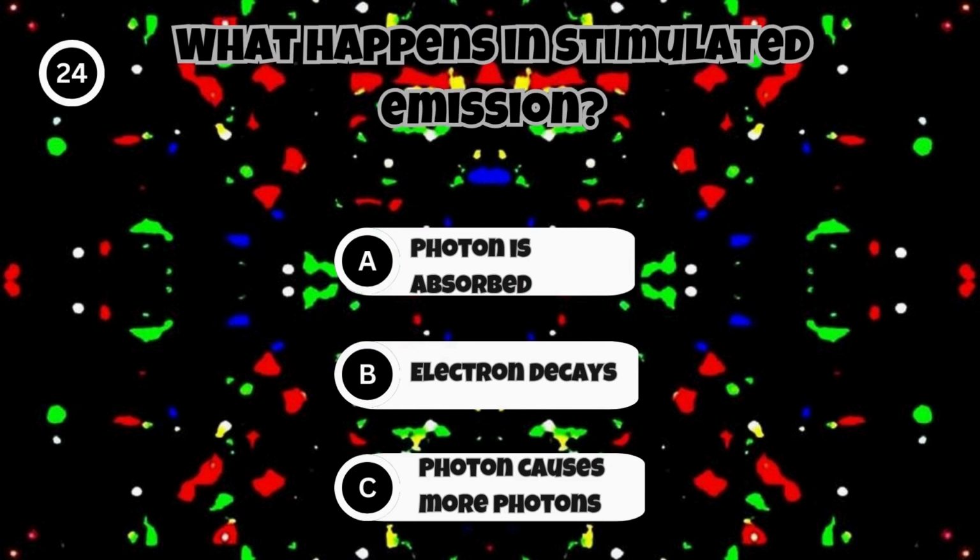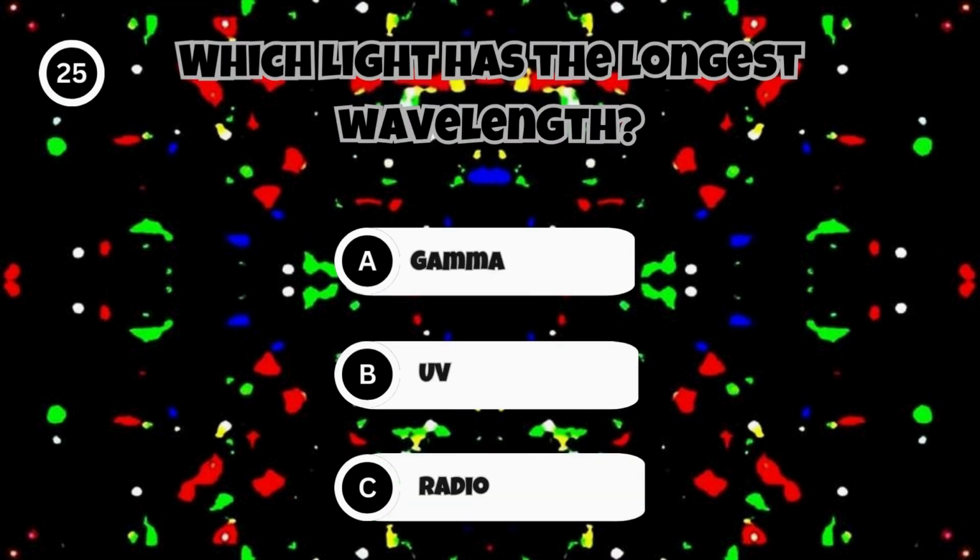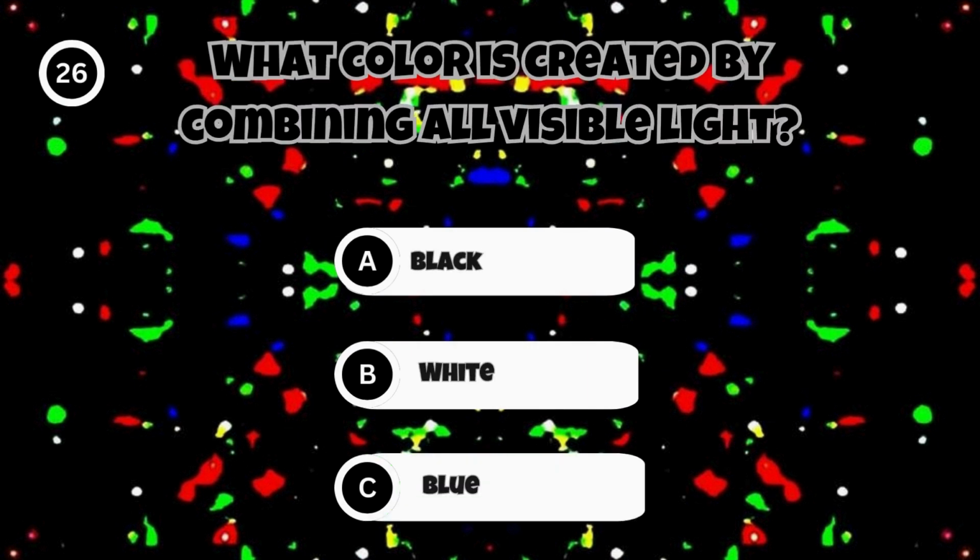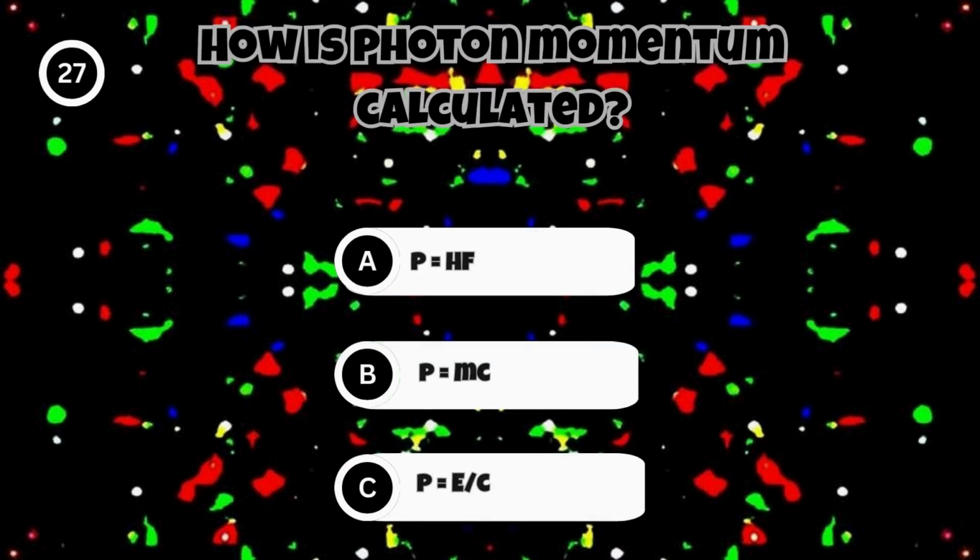What happens in stimulated emission? Which light has the longest wavelength? What color is created by combining all visible light? How is photon momentum calculated?